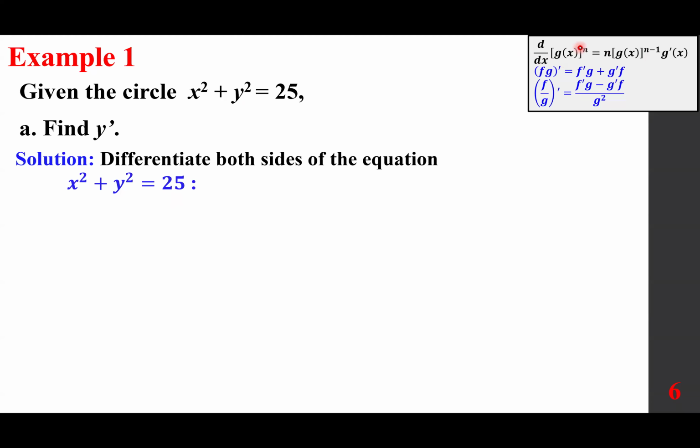What is the derivative of g of x to the power of n? It's n times g of x to the power of n minus 1 times g prime. So what is the derivative of y to the power of n? It is n y to the power of n minus 1 times y prime, just like the extended power rule. So this is 2x, this is 2y y prime, and any number results in 0 when you differentiate.